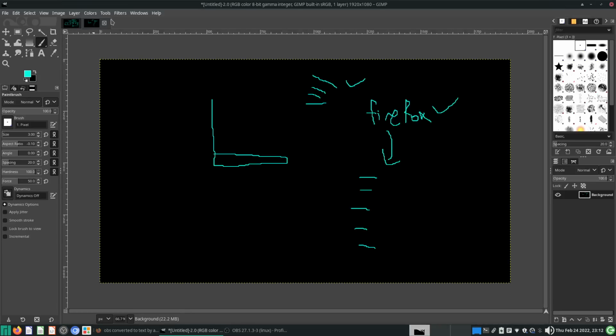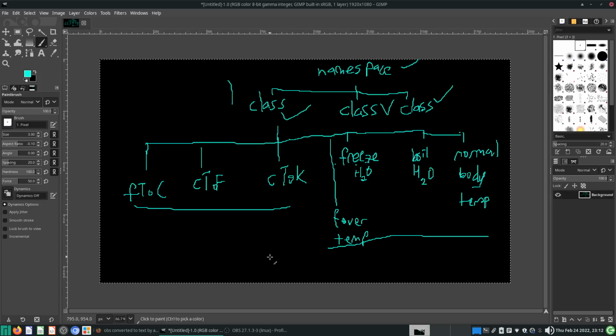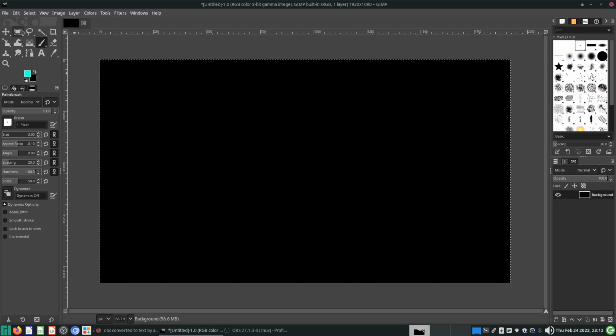So how do you solve this? The solution is to categorize or group together similar functions under one group so that it's more neatly organized. Let's say you have function 1 called F to C, Fahrenheit to Celsius, function 2 called C to F, function 3 called Kelvin to C, function 4 called C to Kelvin, and so on and so forth. You have a lot of functions.